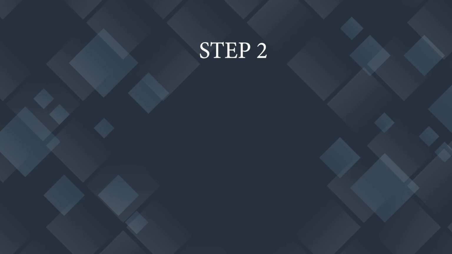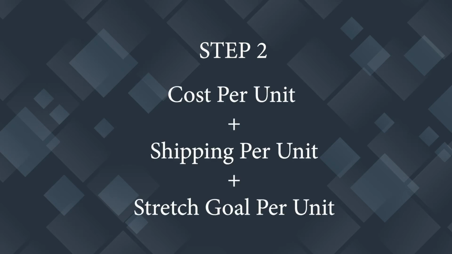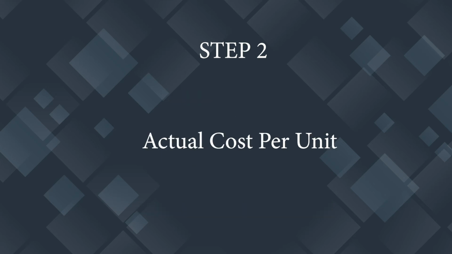Step two, you've got to figure out what your cost per unit is, and that's production costs. So how much will it cost to actually run off 100 copies of the comic, or 100 copies of the board game, or 100 Timex watches, or whatever you're going to make. And then you need to add the shipping per unit and the stretch goal per unit cost, which we just figured out in the previous step. Once you take all three of those together, you'll actually have your true cost per unit. That's a very important number.